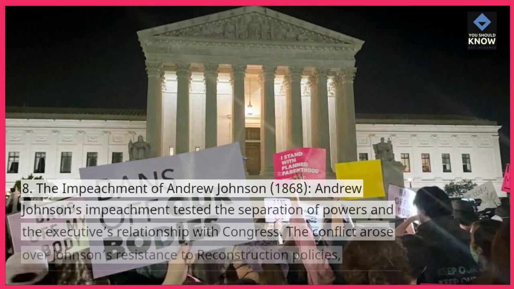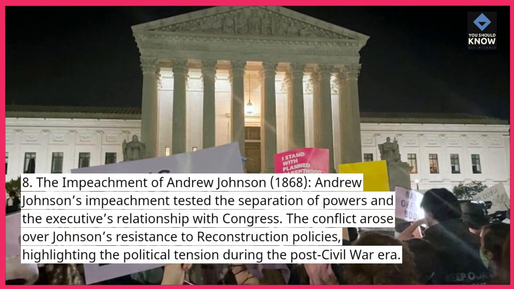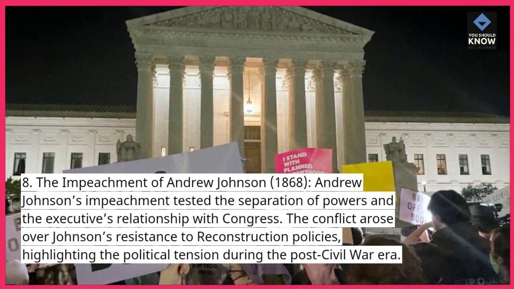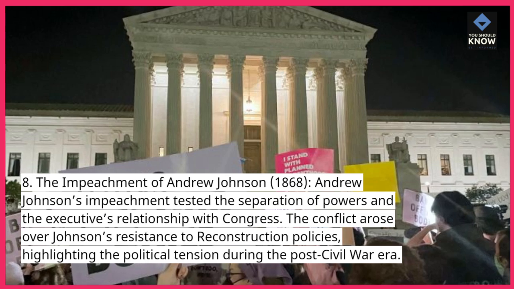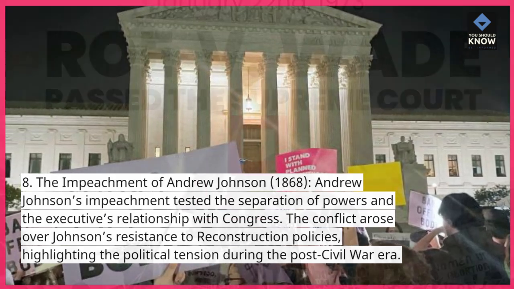8. The Impeachment of Andrew Johnson, 1868. Andrew Johnson's impeachment tested the separation of powers and the executive's relationship with Congress. The conflict arose over Johnson's resistance to Reconstruction policies, highlighting the political tension during the post-Civil War era.